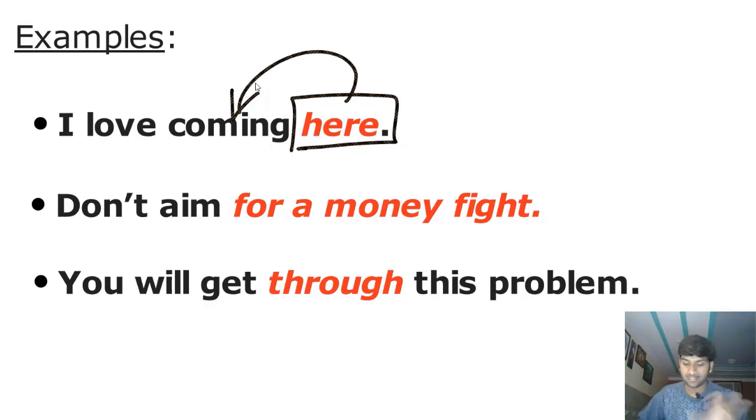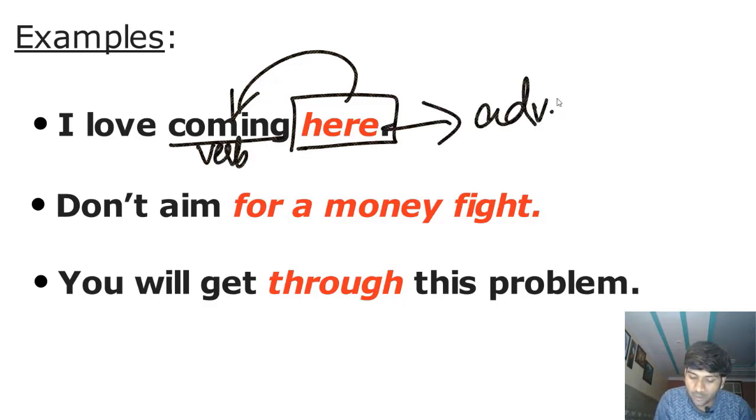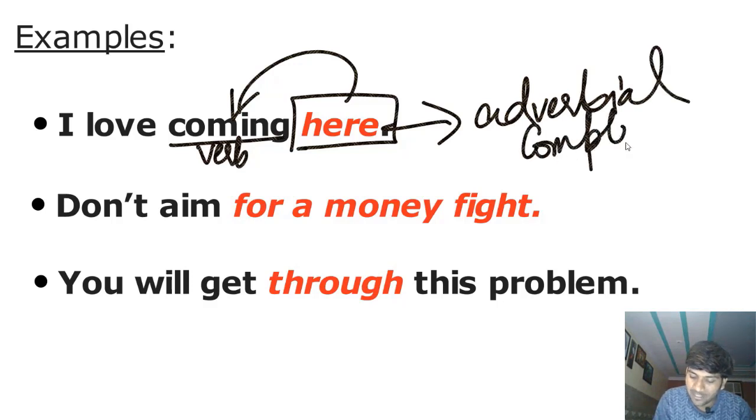Why? Understand, without this adverbial, the sentence looks incomplete. Something seems to be missing in the sentence, which is this adverbial. And since it's an adverbial and completing the meaning of the verb coming, it's an adverbial complement.